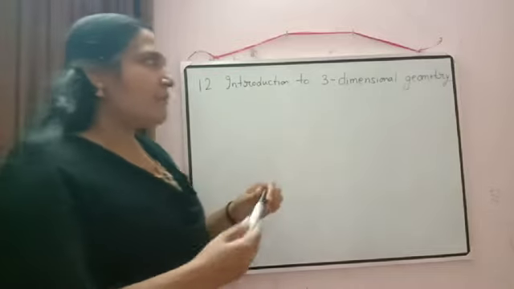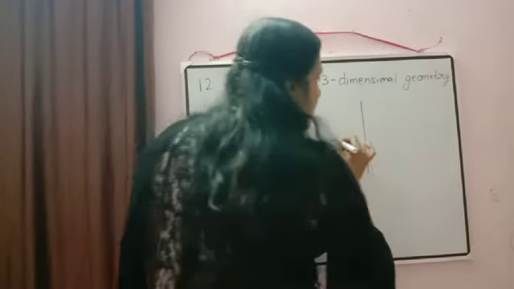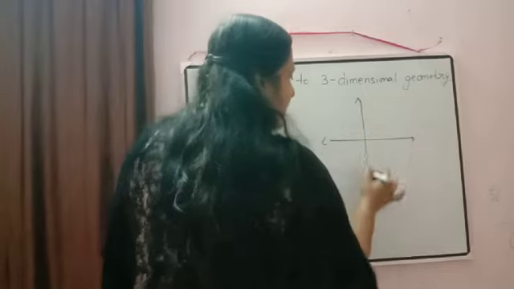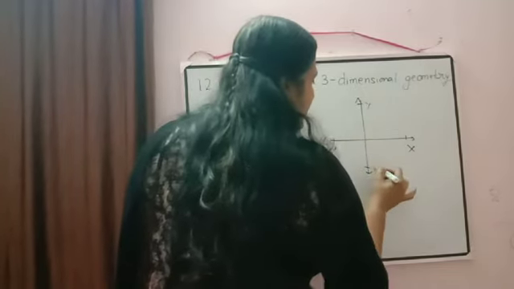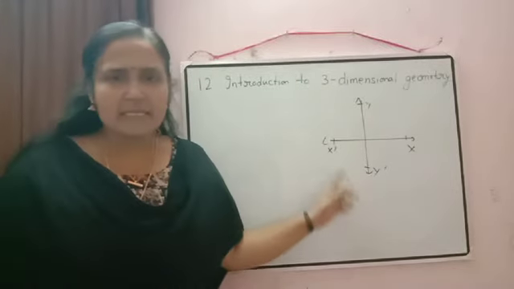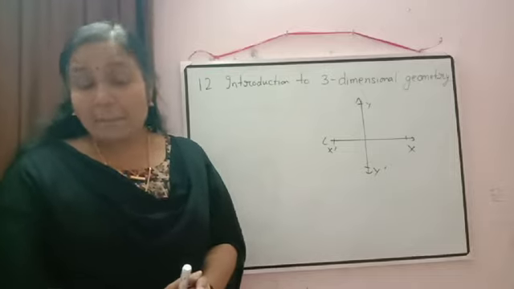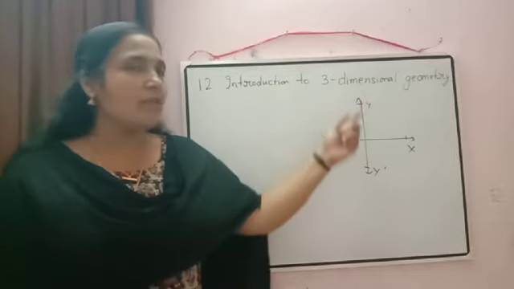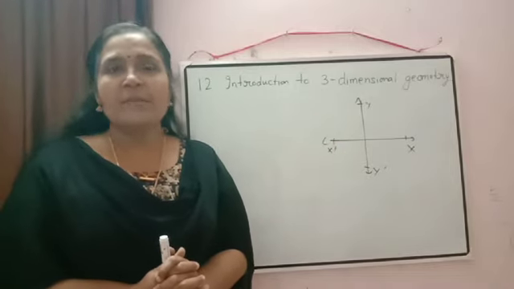Okay. So we know when we have drawn in two dimensions, two axes we drew there. The horizontal line is called the x-axis, the vertical line is called the y-axis. And what is the speciality of these x-axis and y-axis? Yes, they are perpendicular to each other. So always the x-axis and y-axis will be perpendicular to each other.